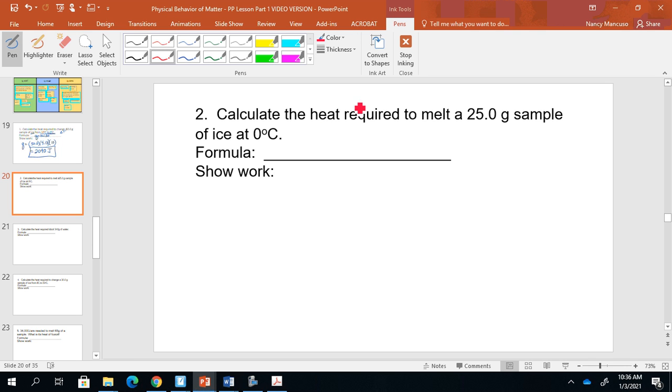Calculate the heat required. So again, I'm just solving for Q to melt. So if I'm melting, I want the Q = mHf formula. Every time I read the question, I have to figure out which of the three formulas to use. And I want you to get in the habit of always writing down the formula first. So Q is equal to, the m is 25.0.